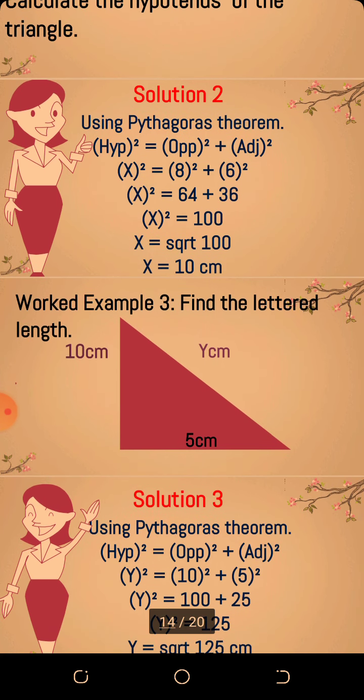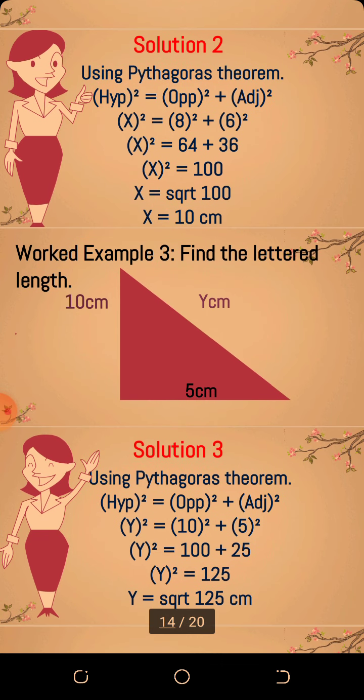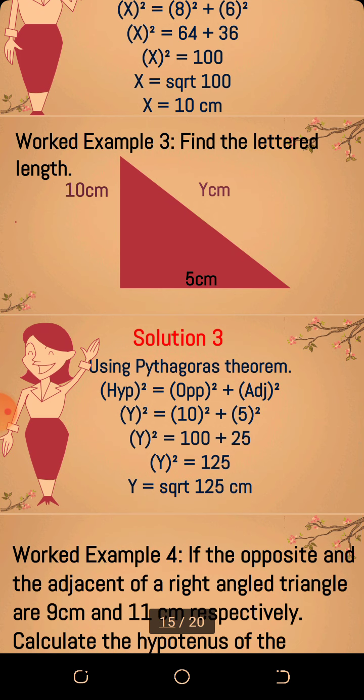Example number 3. We are told to find the letter in the diagram below. In this case, our hypotenuse is equal to y centimeter, our opposite is equal to 10 centimeter, and our adjacent is equal to 5 centimeter. Using the Pythagoras theorem, hypotenuse squared is equal to opposite squared plus adjacent squared. It will become y squared equals 10 squared plus 5 squared.